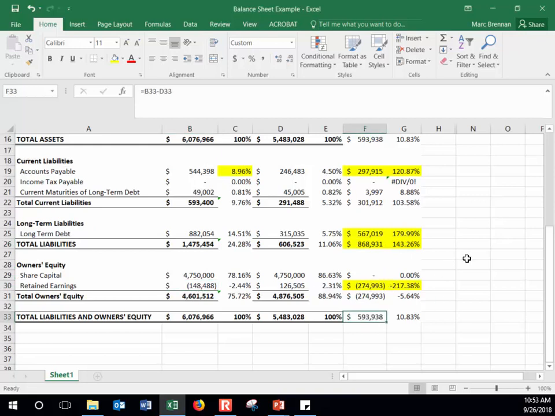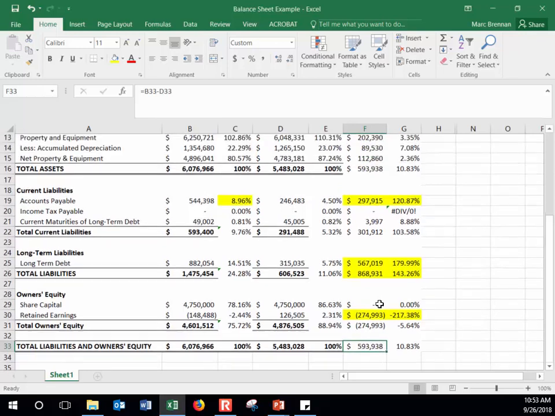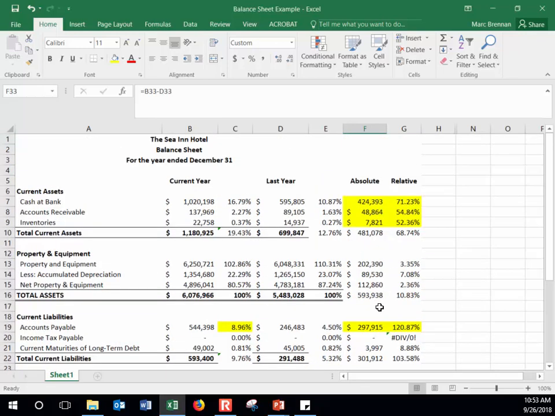And then overall, this would be the same as this. Okay, so our total liabilities and owner's equity went up by $593,938. So that's how we would analyze using common size and comparative. The true analysis of a balance sheet really comes from ratio analysis, which will be a video later on.